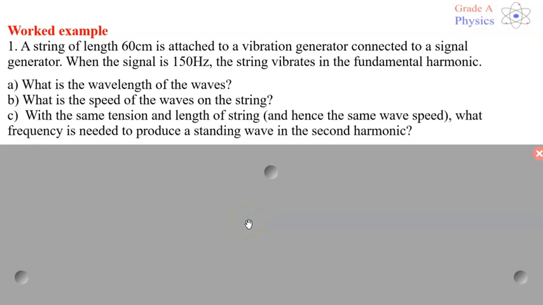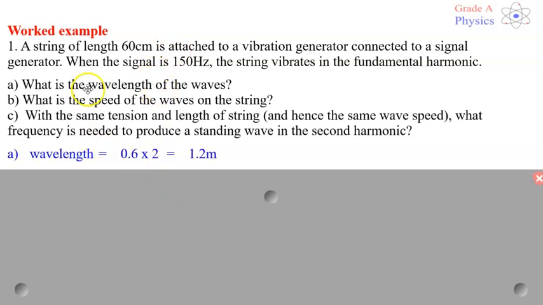Okay, let's look at a worked example. So we have a string of length 60 centimeters. We're given the frequency. It tells us that it vibrates in its fundamental harmonic. So the fundamental harmonic is one loop, which we know already is half a wave, or half the wavelength. So we can calculate the wavelength. It must be 2 times the length that we're given. So 0.6 times 2 is 1.2.